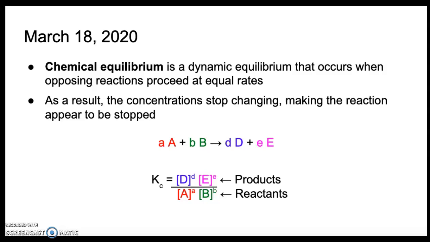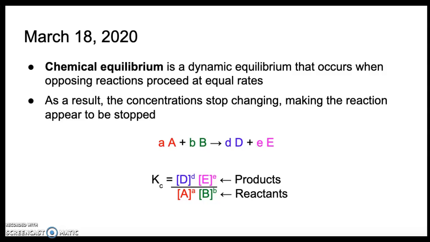We're going to pick up where we left off talking about chemical equilibrium. So chemical equilibrium is a dynamic equilibrium that happens when opposing reactions happen at the same rate. So what that means is that we've got the forward reaction and the reverse reaction happening at the same rate. At equilibrium, the concentrations of everything stop changing, and so it looks like the reaction has stopped.